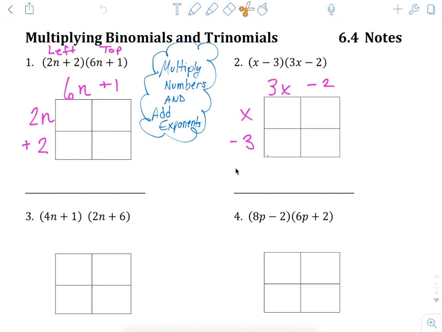Guys, we're back with 6.4 notes. Today we're going to be talking about multiplying binomials and trinomials. So basically we're going to take two terms in one parenthesis and multiply it by 1, 2, or 3 terms in a second parenthesis. Okay?